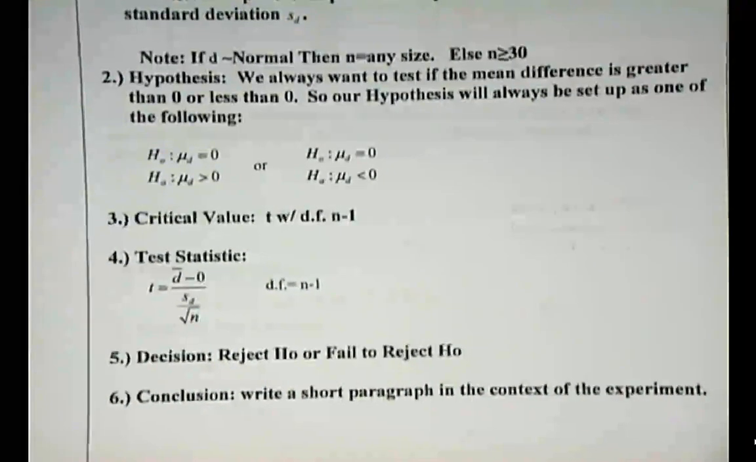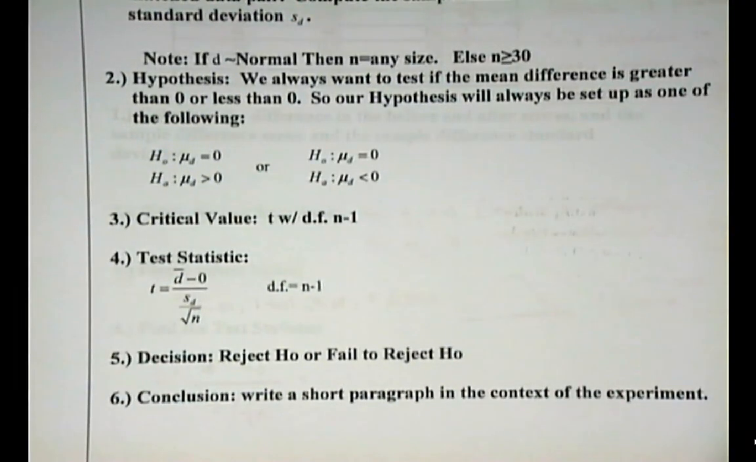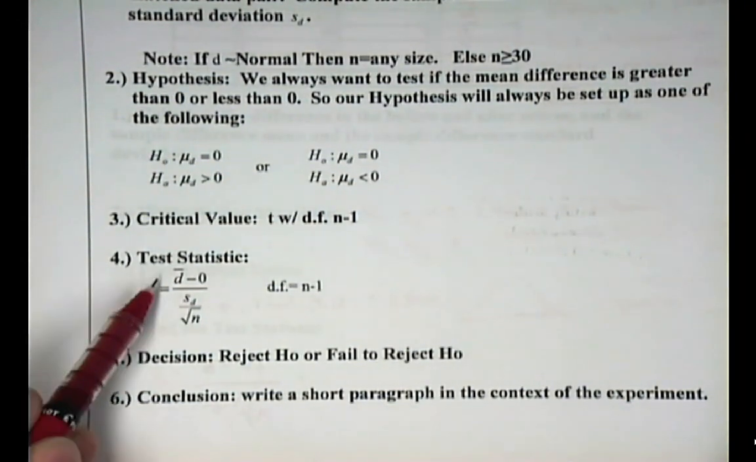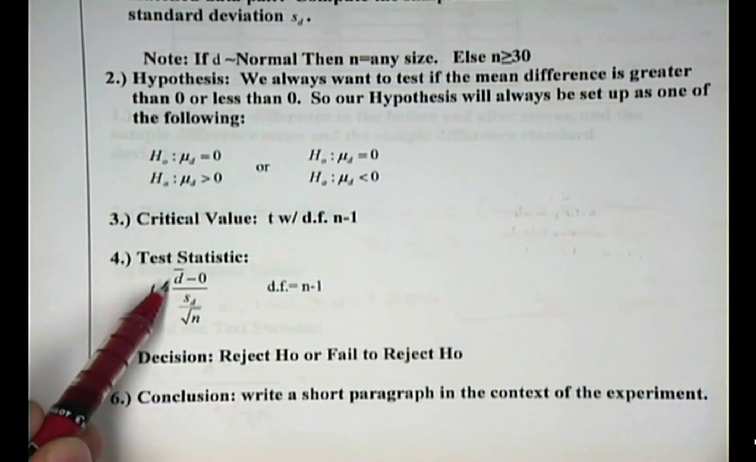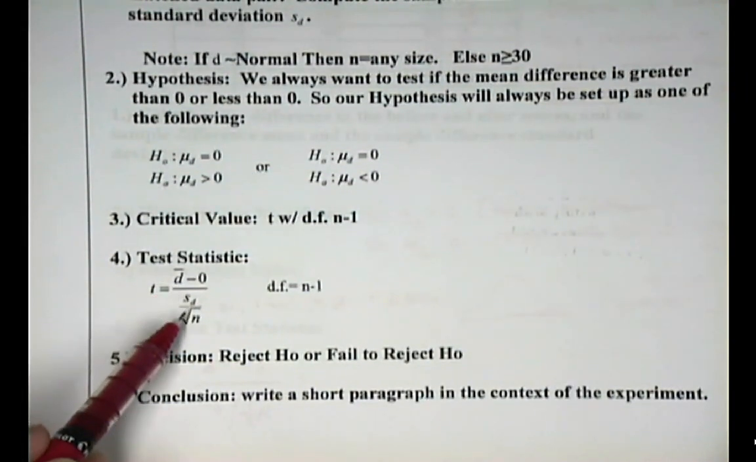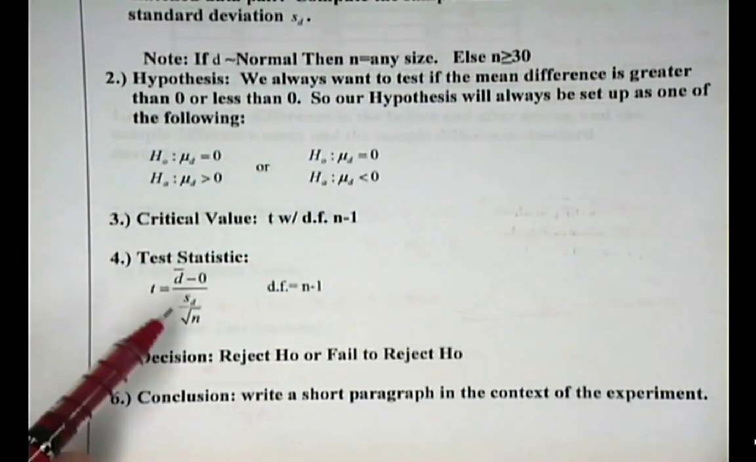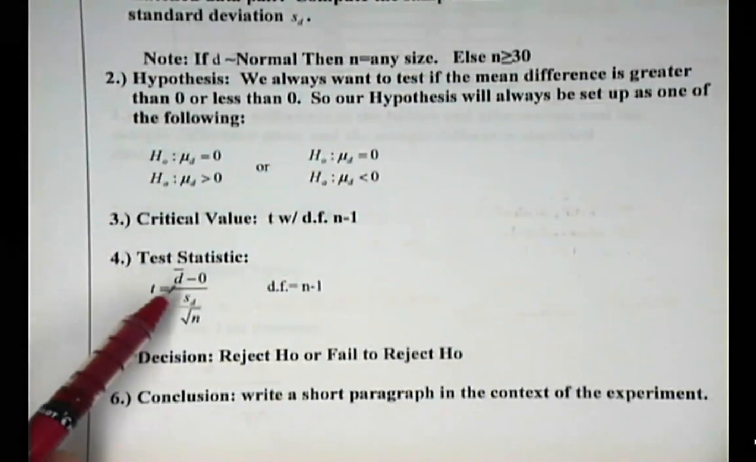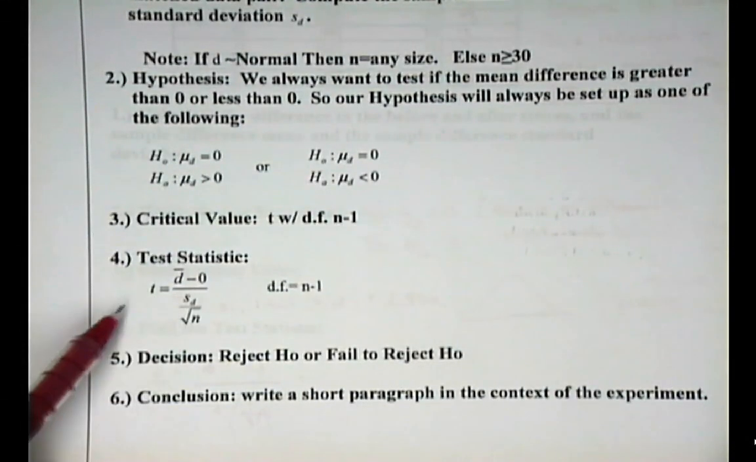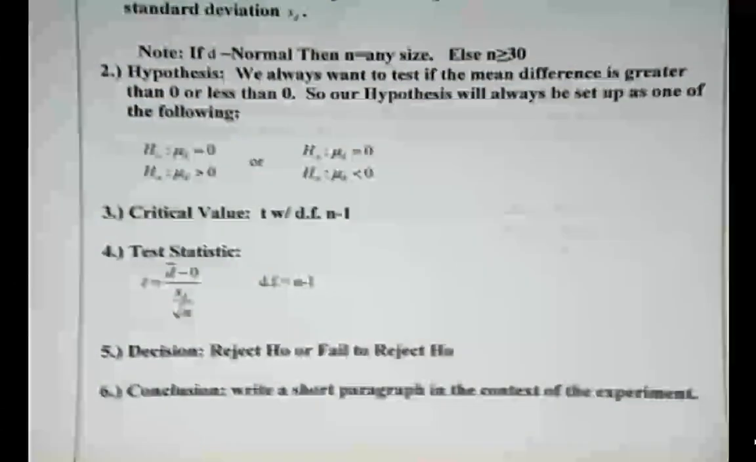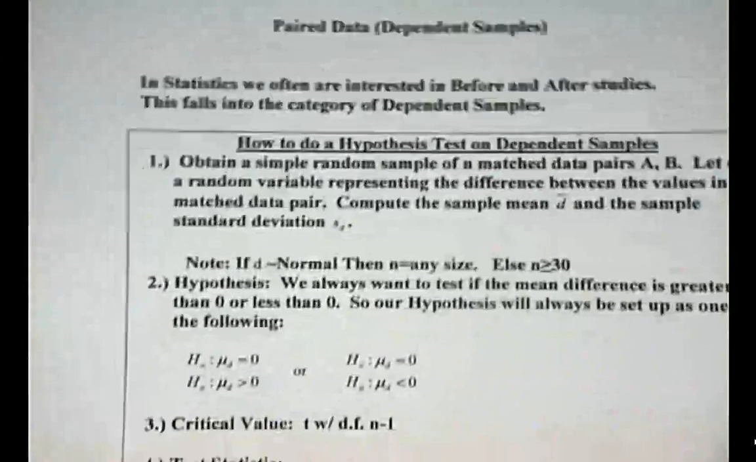The critical value, if you're doing the critical value method, will be a t with degrees of freedom of n-1. For the test statistic, we use the mean of the differences and the standard deviation of the differences. Again, the degrees of freedom in your critical value is n-1. If you're doing the p-value method, then you need to do a t-test. Okay, so let's do an example.